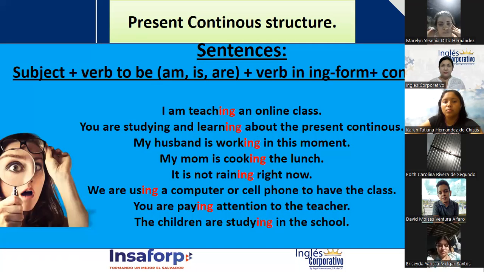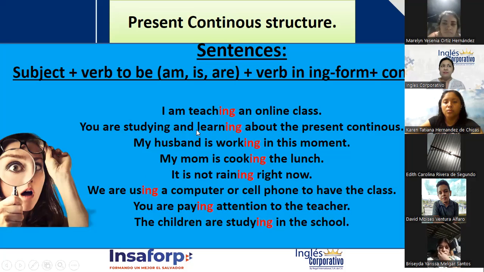My husband is working in this moment. My mom is cooking the lunch. He is not training right now. We are using a computer or cell phone to have the class. You are paying attention to the teacher. The children are studying in the school. Yes, thank you, Neil.